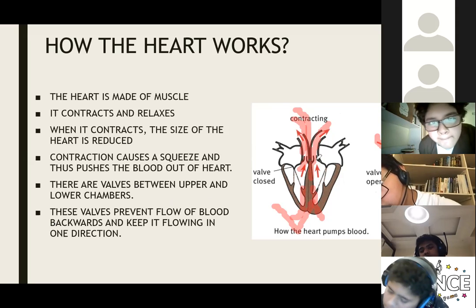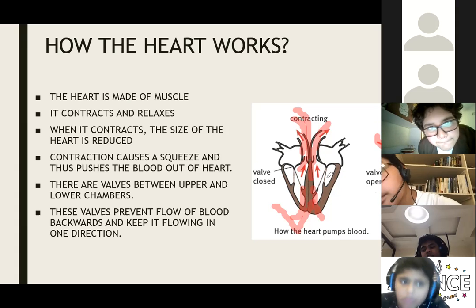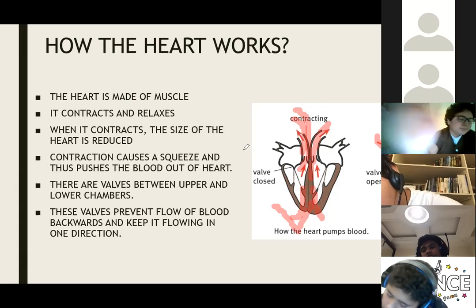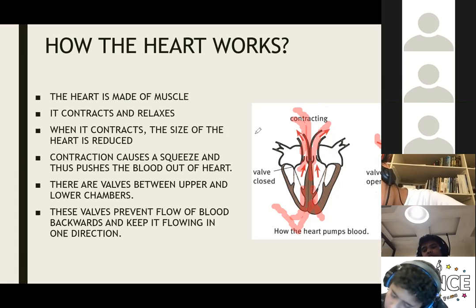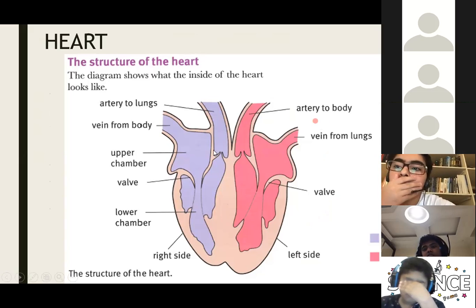So there are valves between these atriums and chambers which will stop the blood from going back. So that was the only thing that you should remember when it comes to how the heart works. And this slide, the previous slide, let me go to the previous slide. This is what you should remember about, what do you call it?